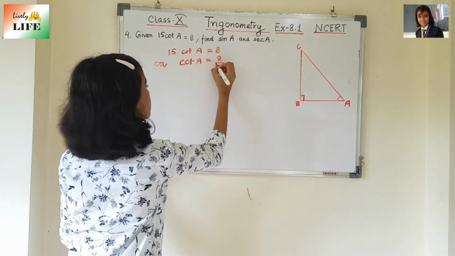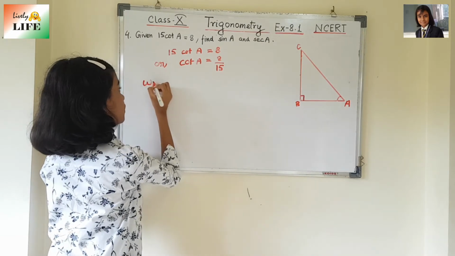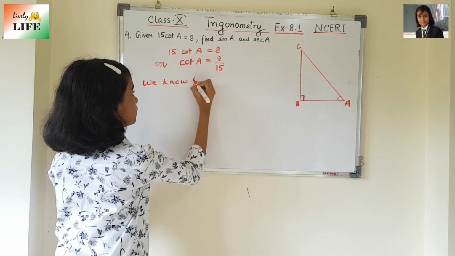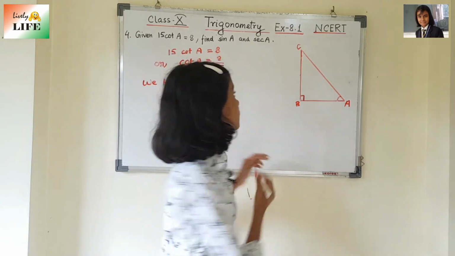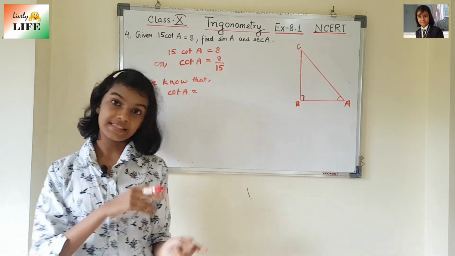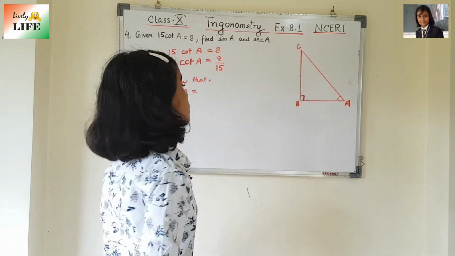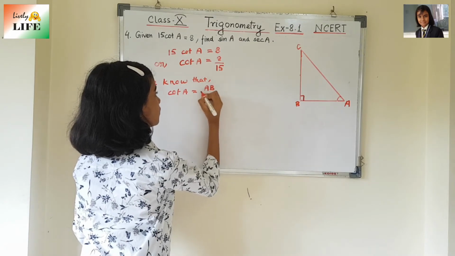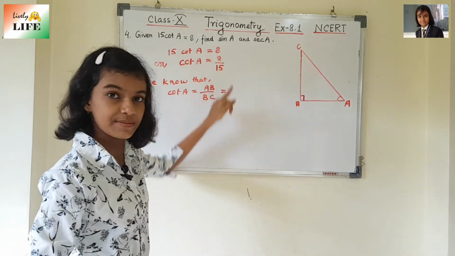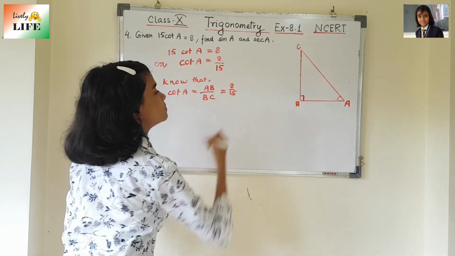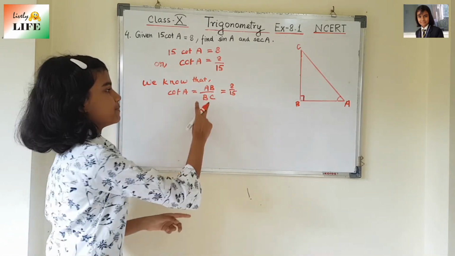15 will go here. Right? And now, we also know that cot A is equal to what? What is cot A? Cot A is B by P, base by perpendicular. Which is the base over here? This is the base. AB is the base and BC is the perpendicular, right? So AB by BC, base by perpendicular, is equal to what we have got? 8 by 15. Right? Now, we're going to write, let AB be 8K and BC be 15K.